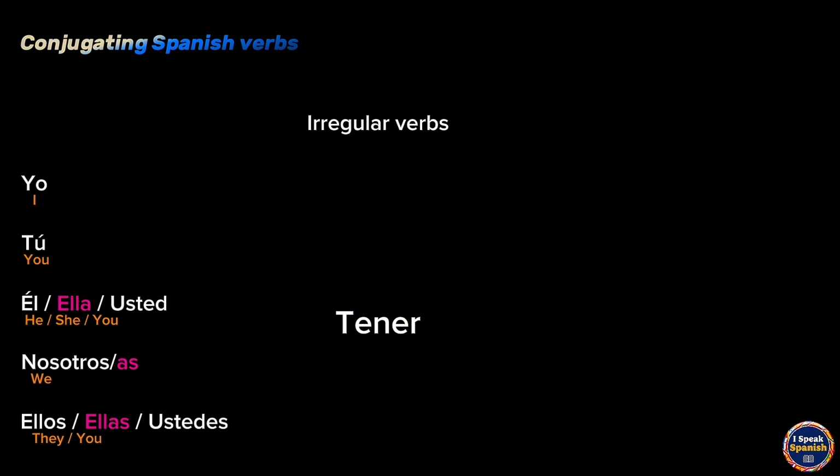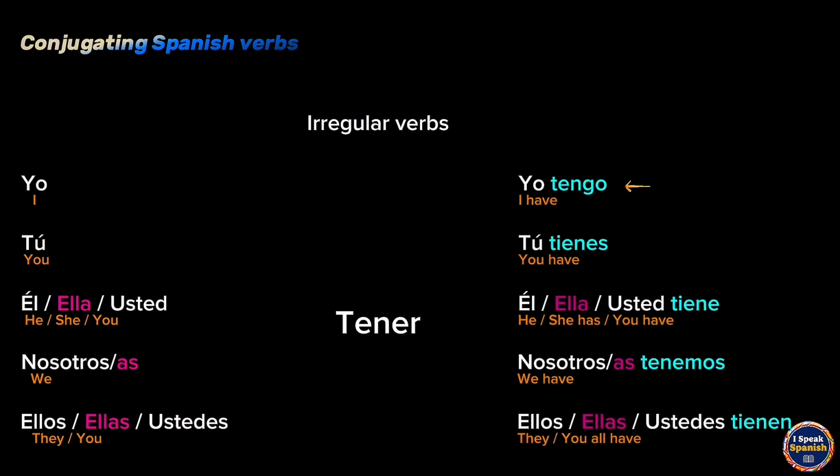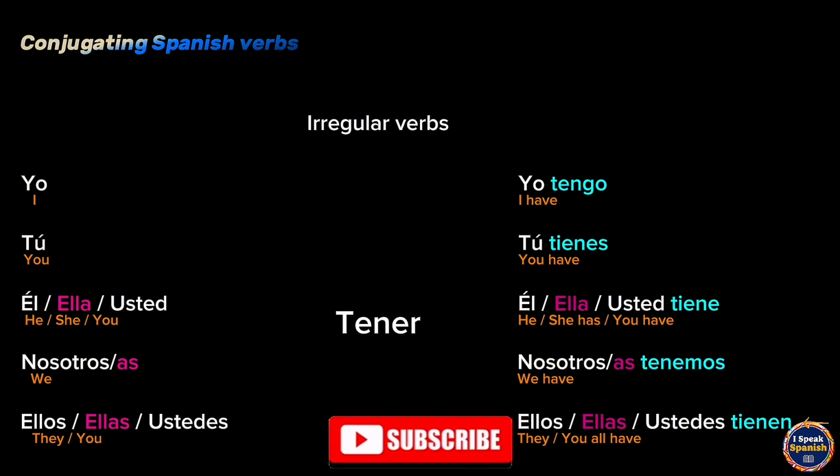Another irregular verb is tener. Yo tengo. Tú tienes. Él, ella o usted tiene. Nosotros tenemos. Ellos, ellas o ustedes tienen. Very good. And that's it for today's class, my friends.